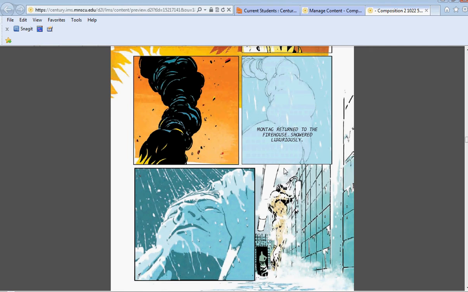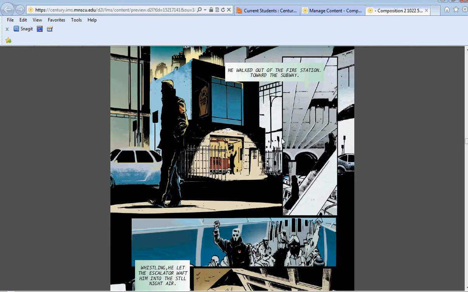Again, look at Fahrenheit 451 for all the things that you should include. So again, here's the narration boxes. "He walked out of the fire station toward the subway whistling. He left the escalator into the night air." So these are narration boxes right here. That's just telling the reader generally, moving the story along and stuff like that.